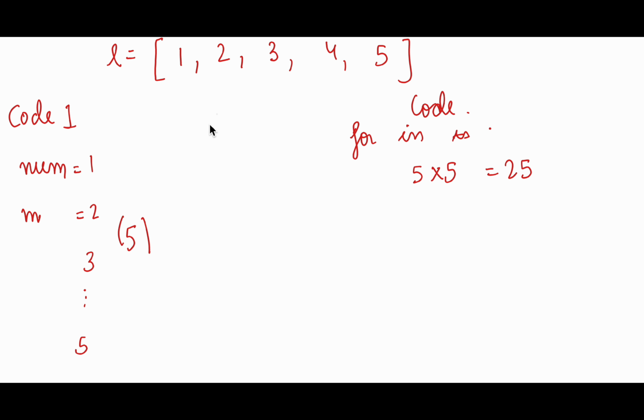And that is why code 1 is better than code 2, because code 2 is doing 25 operations and code 1 is doing only 5 operations. And this is how we decide whether a code is better or not.